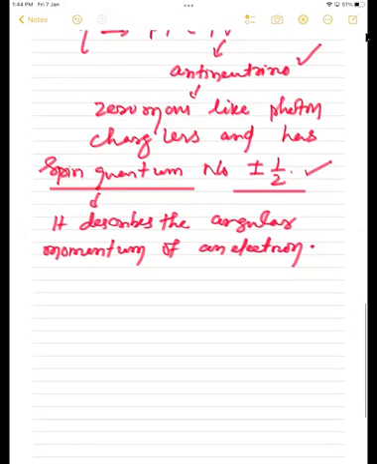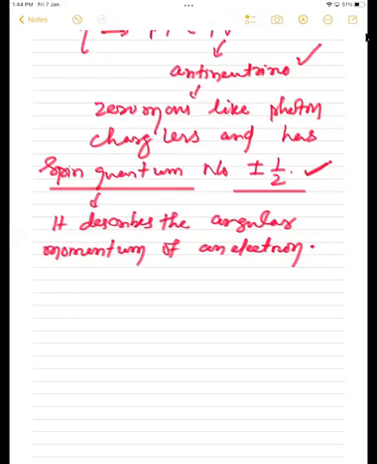Students, actually what happens is that an electron spins around its axis and has both spin angular momentum and orbital angular momentum, because angular momentum is a vector. So the spin quantum number has both magnitude and direction. That's why we say the spin quantum number is half, in the direction clockwise or anti-clockwise, that is plus or minus. That's why we wrote the spin quantum number is half, right?